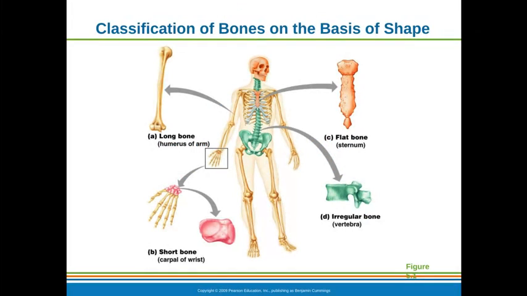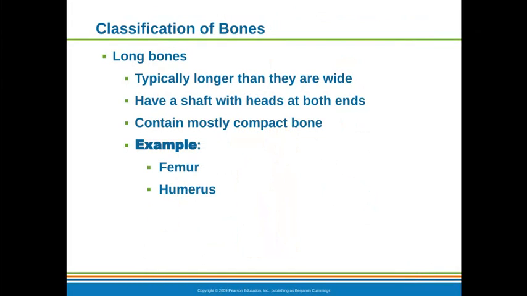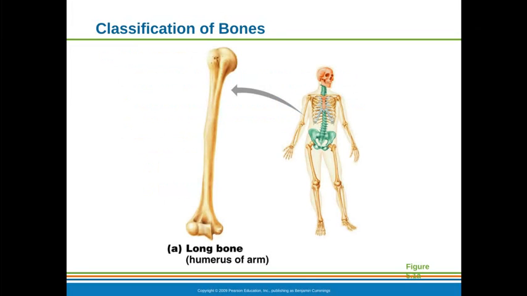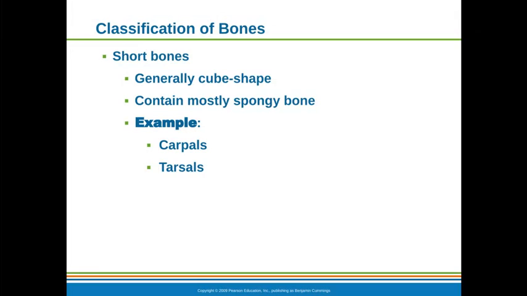So if you were to look in your text, in figure 5.1, it goes through all of these. So let's talk about long bones first. Now typically, hence their name, they are longer than they are wide. They have a shaft with heads at both ends, and they contain mostly compact bone. Examples would be the femur and the humerus. This compact bone makes them very, very strong as well. Okay, so we see right here the humerus of the arm being a long bone, being the proximal bone of the arm.